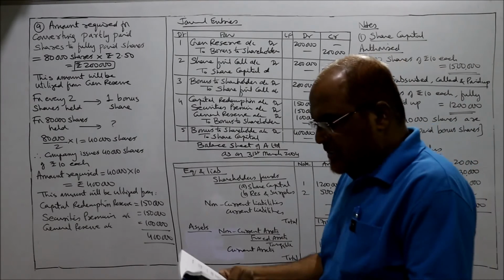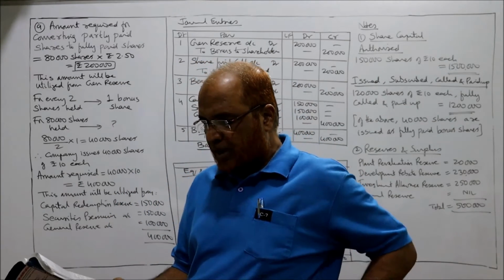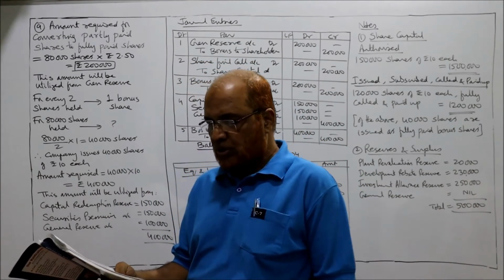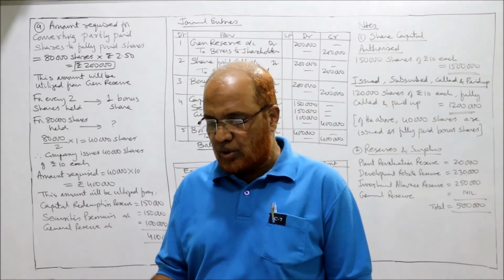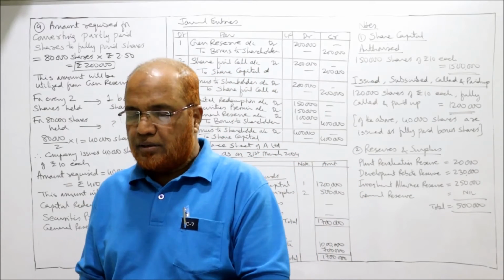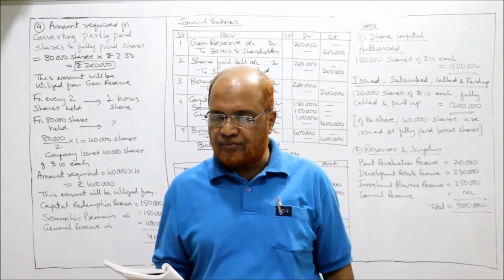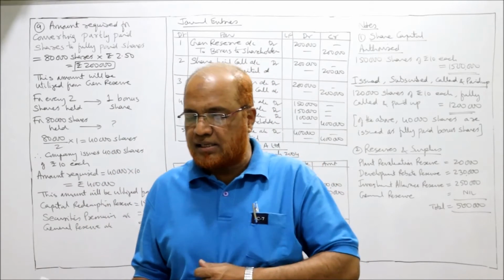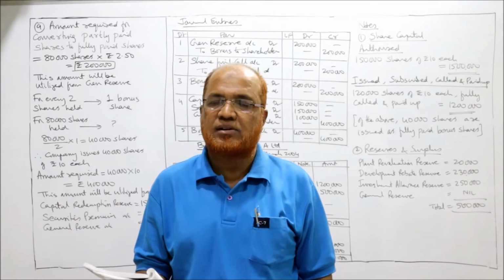Come on students, now we'll start problem number 9. The balance sheet of A Limited as of 31st March 2004 is as follows. The complete balance sheet is given. Equity and liabilities, shareholders fund, share capital 6 lakh, reserves and surplus 11 lakh. The details are given in notes. Current liabilities, non-current liabilities, we don't have. Total 17 lakh. Non-current assets, fixed assets, tangible assets 10 lakh, current assets 7 lakh, total 17 lakh.